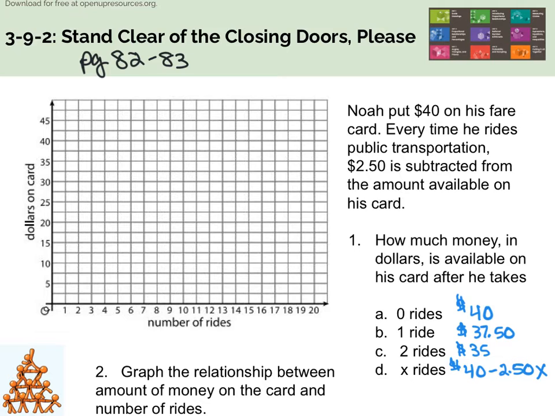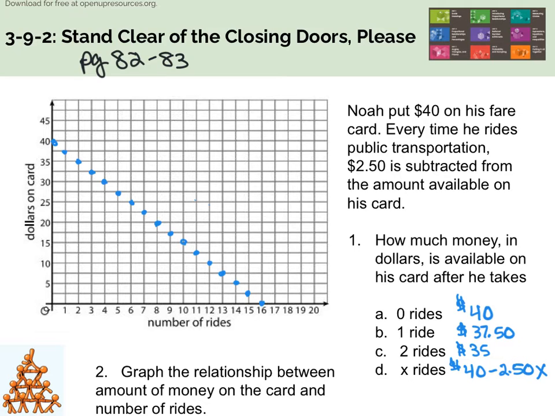So let's take this information and graph it on our graph and see what's going on. Go ahead and pause and graph that. All right, so if you have graphed the information correctly, you should have a line kind of like this. And I decided to just extend it all the way until it hit the x-axis.